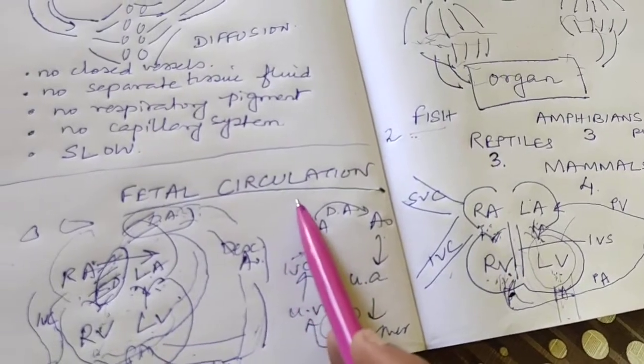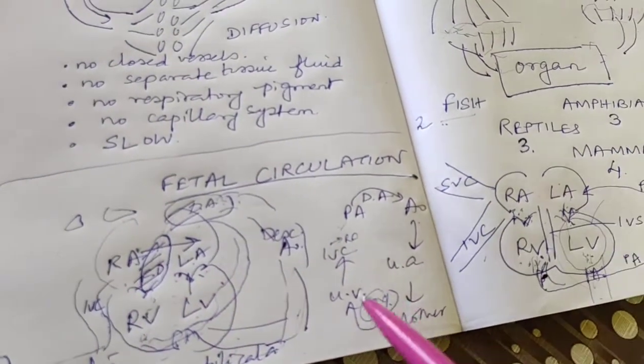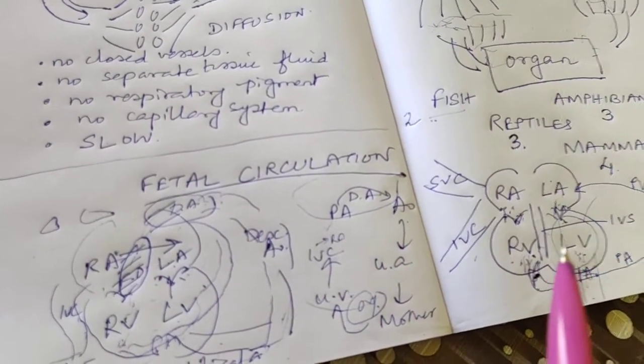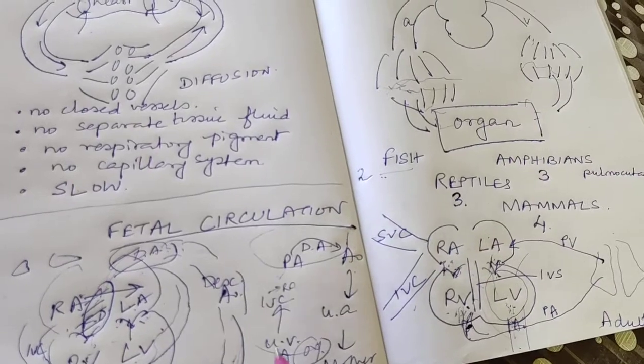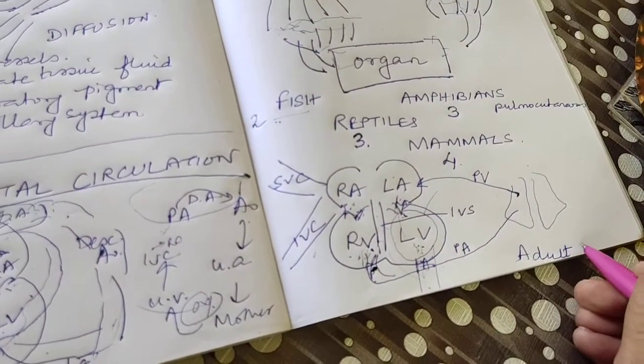So this is how circulation is entirely different in the fetus, where it is basically a parallel circuit going on, where this circuit is entirely different from the other circuit. So thus, fetal circulation is different from the adult circulation.